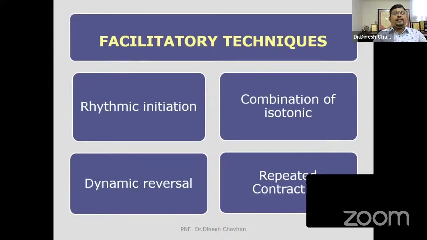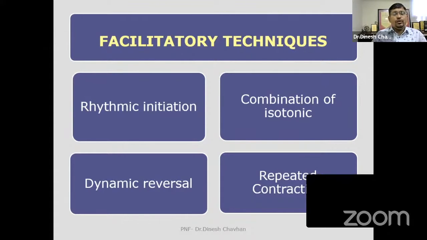So what are the techniques used in PNF? There are techniques of facilitation, techniques of inhibition, and techniques to improve stability. Facilitation techniques are rhythmic initiation, dynamic reversal, combination of isotonics, and repeated contraction. Rhythmic initiation says that whenever we do any movement, it has to be in a rhythm. Initiation, the name itself says that we have to initiate the movement.